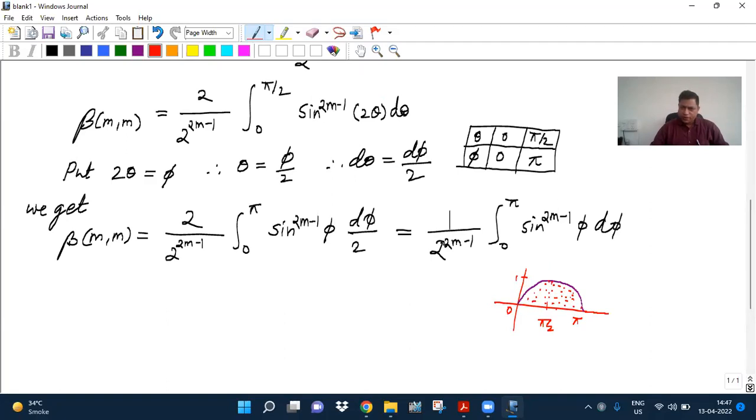So is it possible if I can find only this area and make it twice? Yes, sir, possible. Because this area is exactly twice of this area, and you can see the area is positive. So if I want to find the integral from 0 to pi, I can find from 0 to pi by 2 and make it twice. So we can have this equal to 1 upon 2 raised to 2m minus 1 into twice the integral 0 to pi by 2 of sine raised to 2m minus 1 phi d phi. What I did is, I converted this integral 0 to pi as twice 0 to pi by 2.